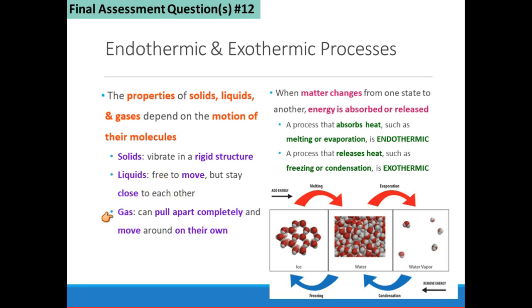So remember that this has to do with this idea of energy being absorbed or released. So when we absorb heat, which is endothermic, we're melting or evaporating those molecules because we're making them move so much faster. If, on the other hand, we release heat, which is exothermic, then we would begin to freeze or condense the substance, which makes sense because we're removing energy from those molecules, so they have to slow down.